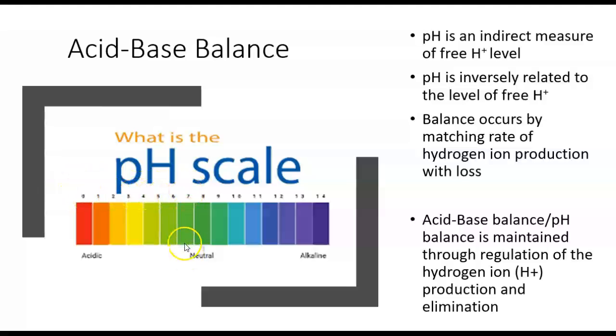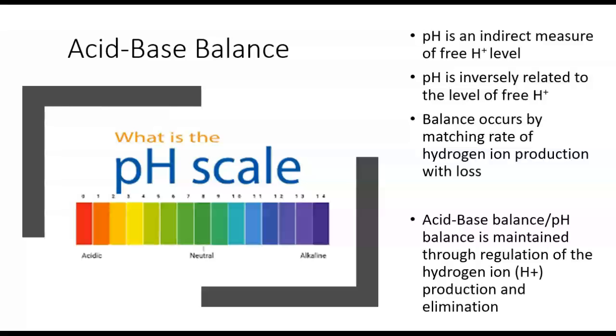Same thing if we're sitting at a 7 and something happens that absorbs or takes away some of the hydrogen ions. A decrease in hydrogen ions would lead to an increase in pH. When one goes down, the other goes up. pH and hydrogen ions are inversely related. Again, balance homeostasis occurs by matching the rate of hydrogen ion production, which is happening all the time, with loss. And it's said best here that acid-base balance or pH balance is maintained through the regulation of hydrogen ion production and elimination.